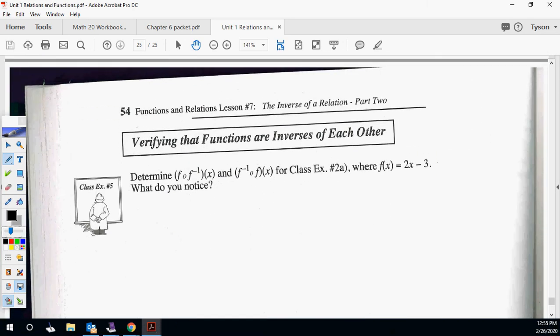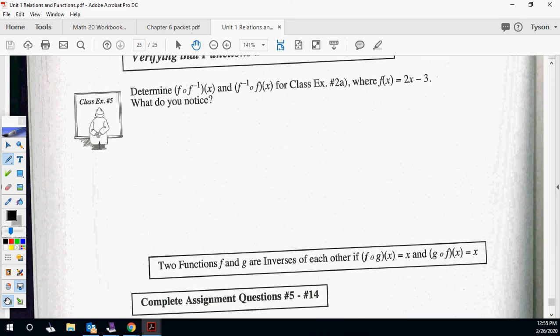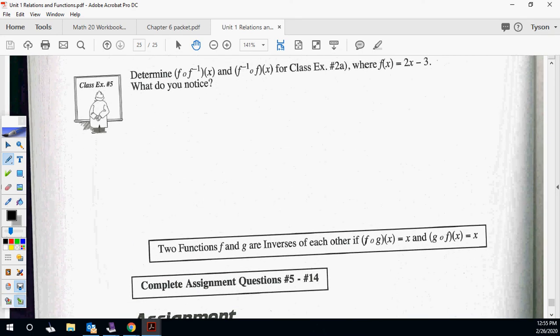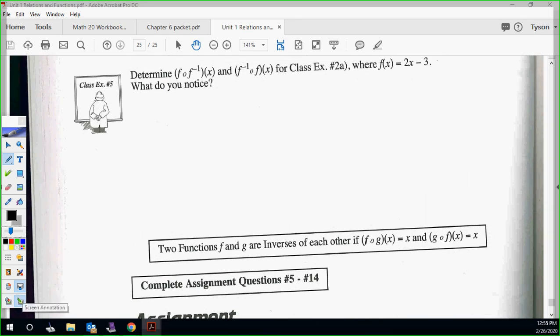All right, so got a couple more things here. Now to composition, f of negative 1 of x and f negative 1 of f of x, of 2x minus 3. It's all right. We'll cheat a little bit here. We'll write what we got there. So it's not that big of a deal. They're just showing you what happens.